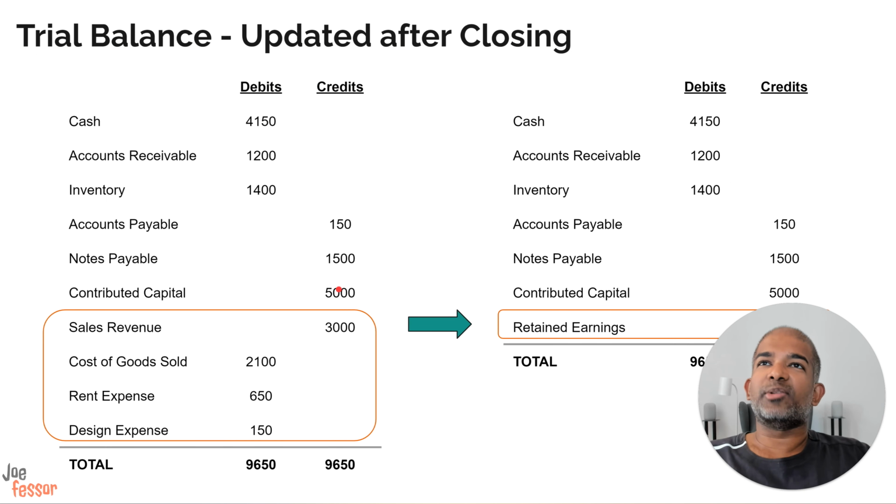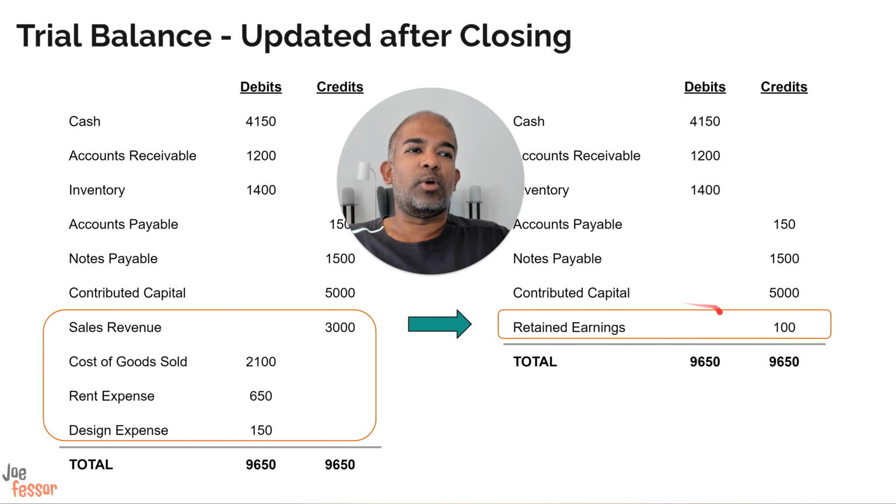And now we can see the trial balance which has been updated after closing, right? We can see that all these temporary accounts are closed, and they have been transferred to the retained earnings account, which shows a balance of $100. With this, we conclude this session on the accounting cycle.